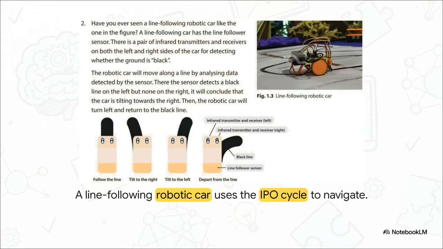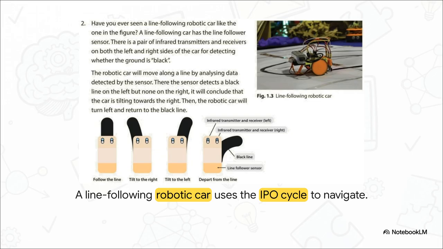Now let's actually connect this back to our initial question. How does a robotic car manage to stay on a track? Well, it uses the exact same IPO cycle we just used to make coffee. The car has these infrared transmitters and receivers on its left and right sides. The input is simply the data detected by those sensors.